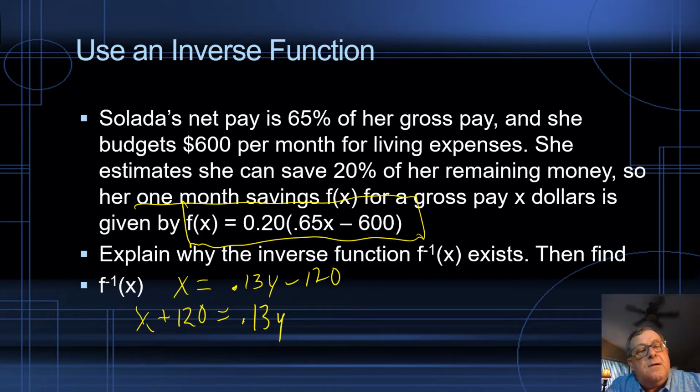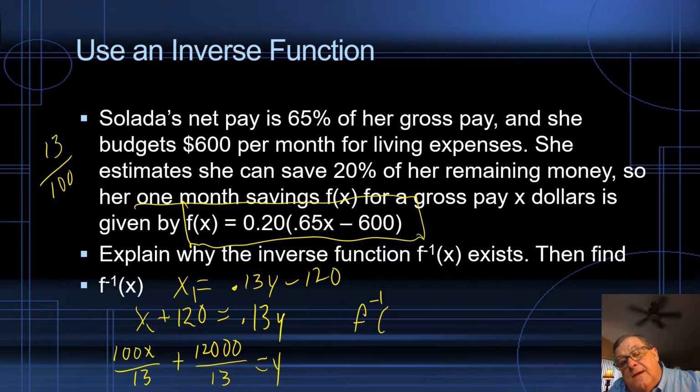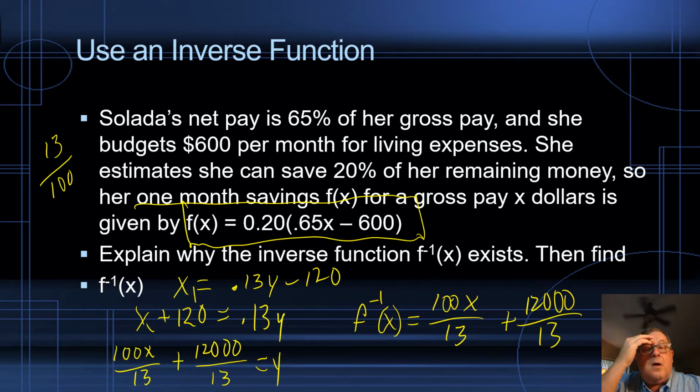Well, what is 0.13? It's actually 13 over 100, right? And if I'm dividing by 0.13, that's going to be the same as multiplying both of these terms by 100 over 13. So here at the x, this would be 100x over 13 plus 120. Well, 120 times 100 is going to be 12,000. We'll add 2 zeros to it, over 13 equals y. And then we want to write it in inverse function notation. So we got f inverse, the inverse function, is equal to 100x over 13 plus 12,000 over 13. Okay, well, we've gotten through that part. Let's go to part B.